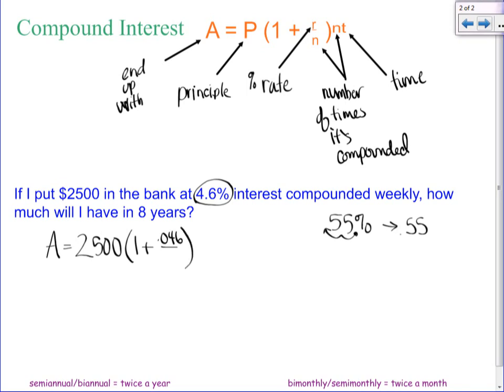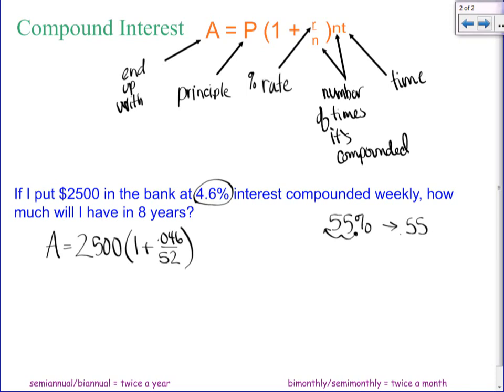Okay, now the number of times it's compounded, this is how many times you would compound it per year. So if we're compounding weekly, how many times is that? 52. We should all know that. If it's monthly, what's our number? If it's daily, what's our number? 365. Okay? And we're not counting leap years like it is this year.